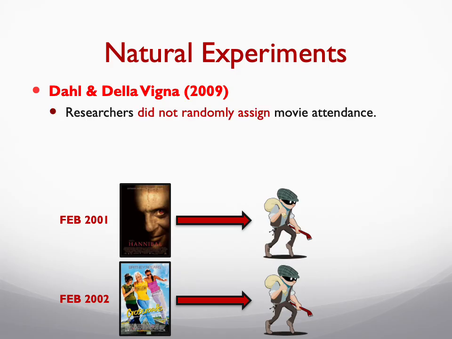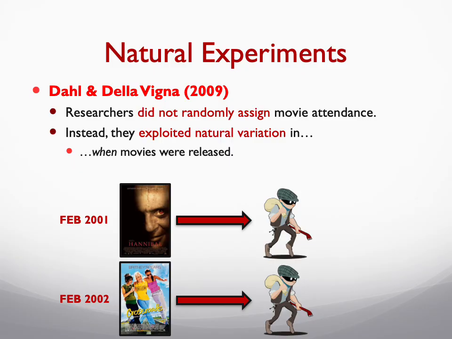So importantly, the researchers are not randomly assigning movie attendance in this study. Instead, they're just exploiting this natural variation that they're observing out there in the world. They're exploiting that movies are released on different weekends, and that those movies are going to vary in how violent they are, and that we can make arguments to say that otherwise these weekends are pretty similar in a lot of the other features that they share.